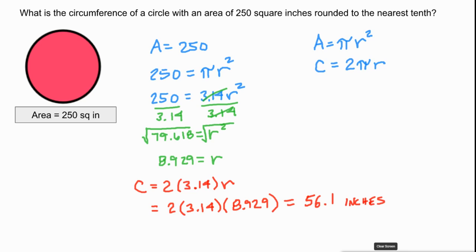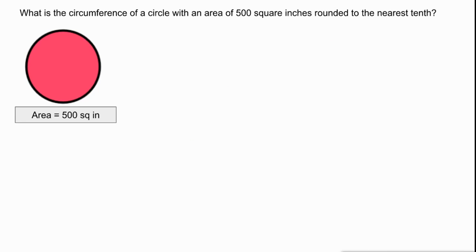Okay, let's take a look at a practice problem. What is the circumference of a circle with an area of 500 square inches, rounded to the nearest tenth? Go ahead and follow the same process, the two-step process that we just used. First, use the area to find the radius. Then use the radius to find the circumference. You need to use two formulas in order to get the answer to this. Go ahead and pause the video right now, and then when you're ready to see the answer, continue.